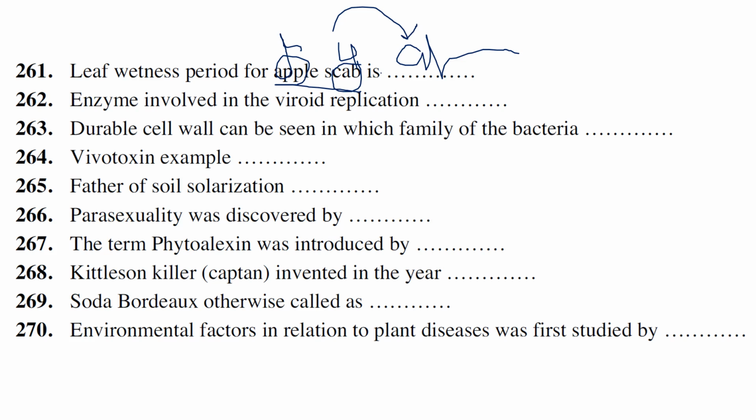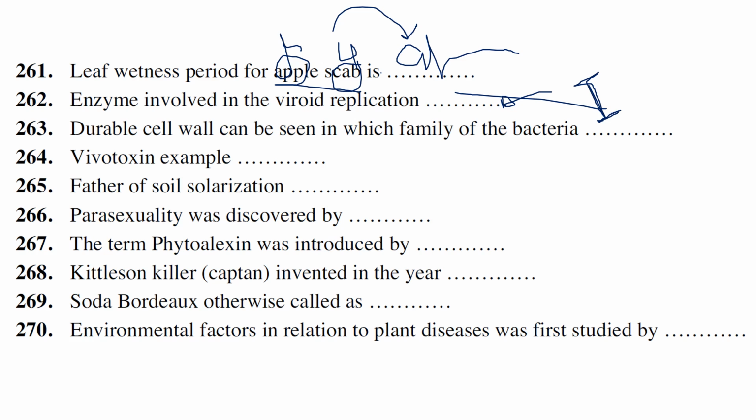Enzyme involved in viroid replication: there is an enzyme called RNA polymerase 2. For virus replication, RNA polymerase 1 is useful, but when it comes to viroid replication, RNA polymerase 2 is used. Durable cell wall can be seen in which family of bacteria? Generally gram-positive bacteria, that is Firmicutes, contain a durable kind of cell wall.